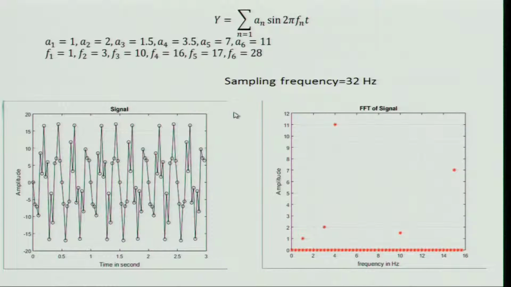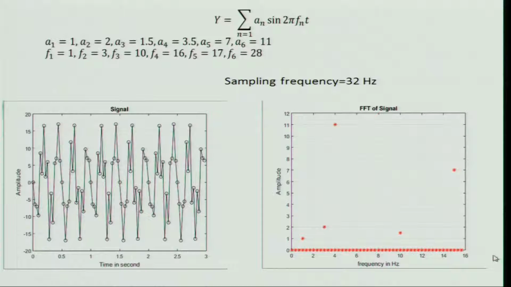And what else? F4 was 16, and I get some peak at 16. It should be 3.5, but I get totally off. It is giving me 7, and because the sampling frequency is 32, it cannot give any values more than 16 hertz because of that Nyquist limit. So I don't get results beyond 16 hertz. So what does that mean?